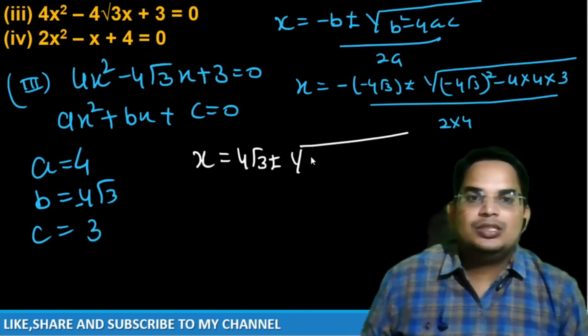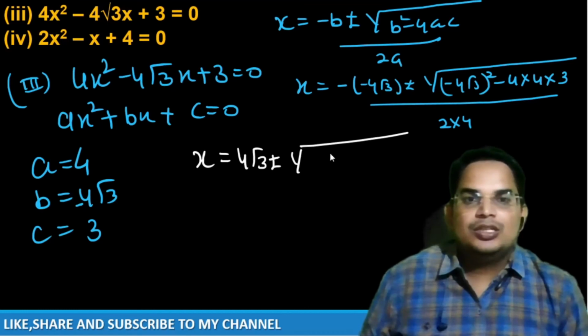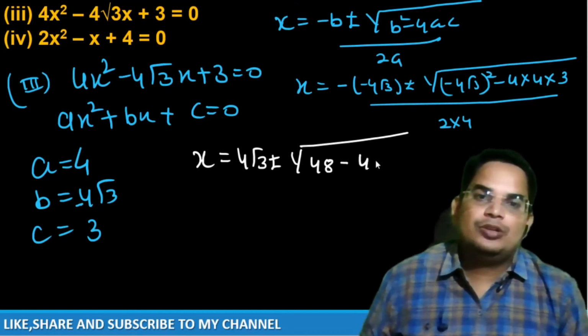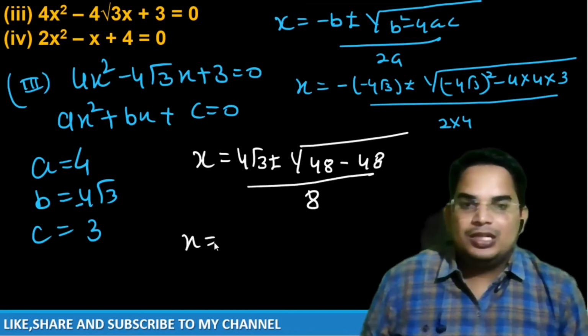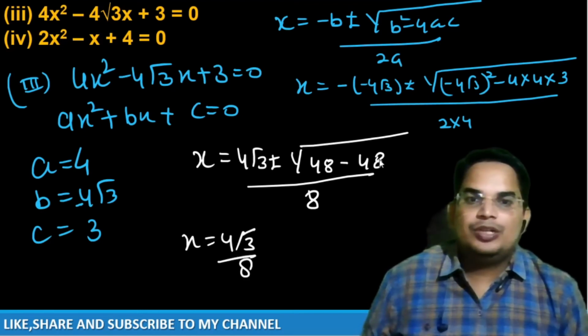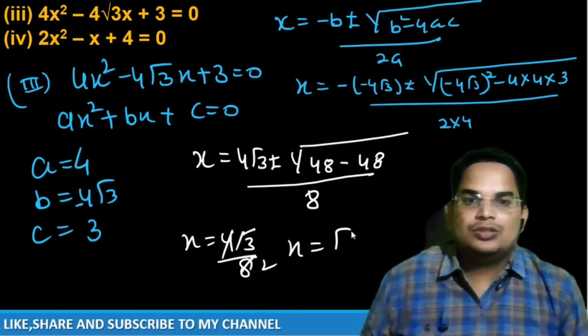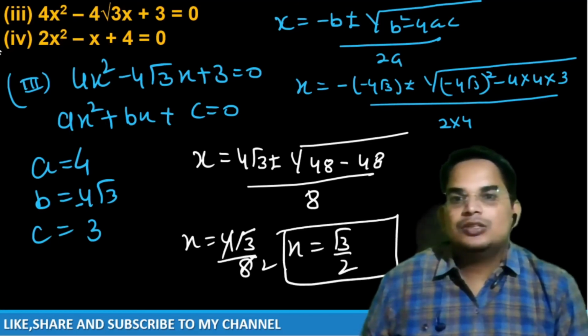4 का स्क्वायर 16, root 3 का स्क्वायर 3, 16 3 जा 48 माइनस 4 4 जा 16, 16 3 जा 48 अपॉन 2 4 जा 8. So it becomes 4 root 3 upon 8 प्लस माइनस 48 माइनस 48 बिकम 0, 4 2 जा 8. तो हमारा आंसर आ गया x इक्वल टू रूट 3 अपॉन 2. दिस इज द आंसर. सिमिलरली यू कैन सॉल्व द सेकंड पार्ट.